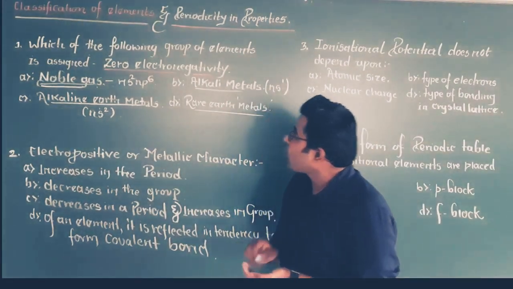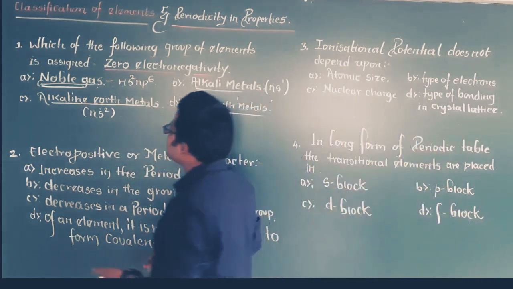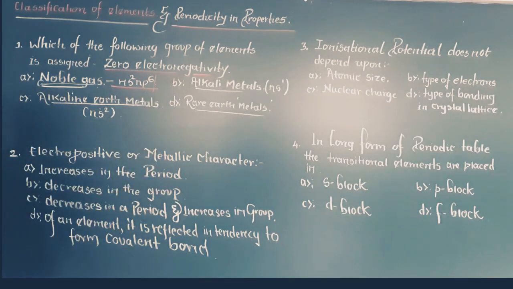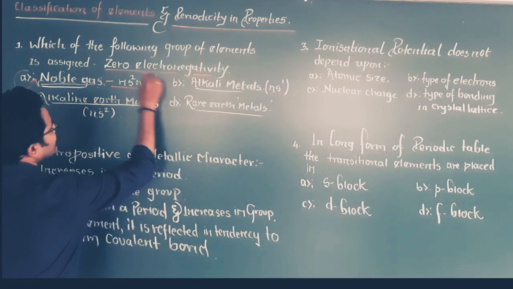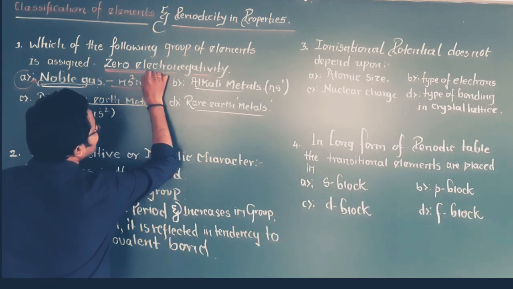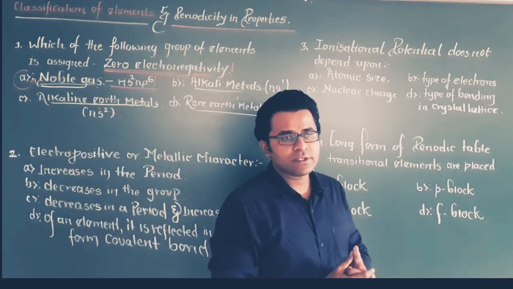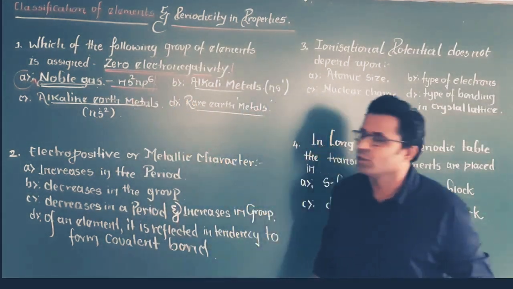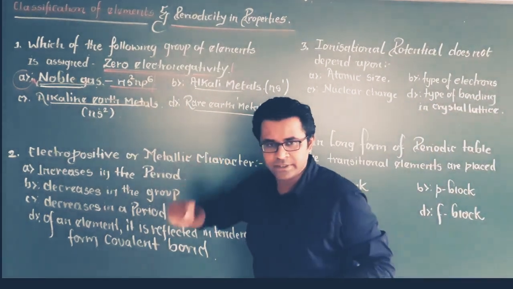So the only one which suits our answer right now is the noble gas, because of its completely filled outermost orbital. Therefore the noble gases are assigned a value of 0 electronegativity. Please remember this point. The group of elements which are assigned 0 electronegativity are the noble gases because of their completely filled outermost orbit.